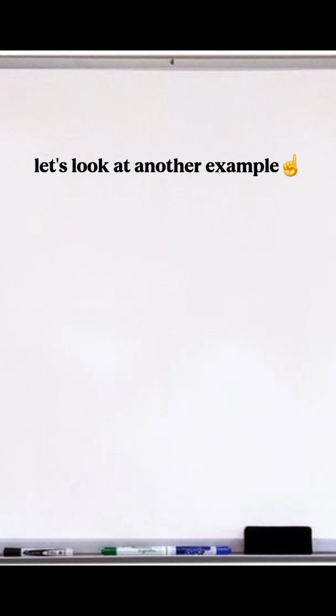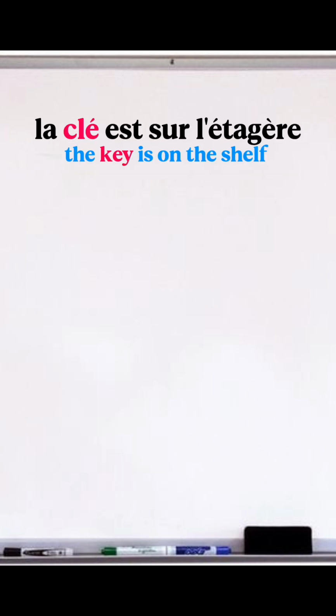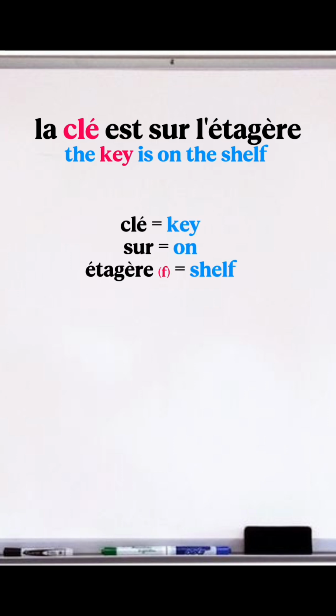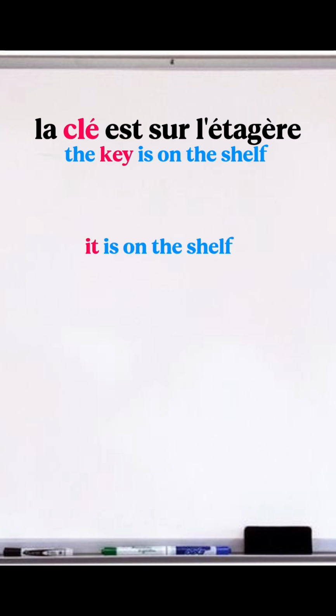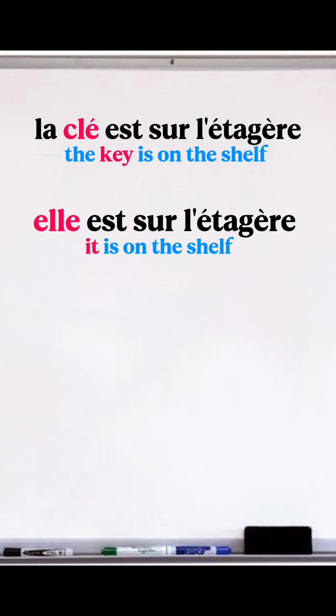If I want to say the key is on the shelf, in French, that will be la clé est sur l'étagère. La clé est sur l'étagère. Now, if I want to replace the subject with a pronoun, in English, I will say it is on the shelf. But in French, I will say elle est sur l'étagère.